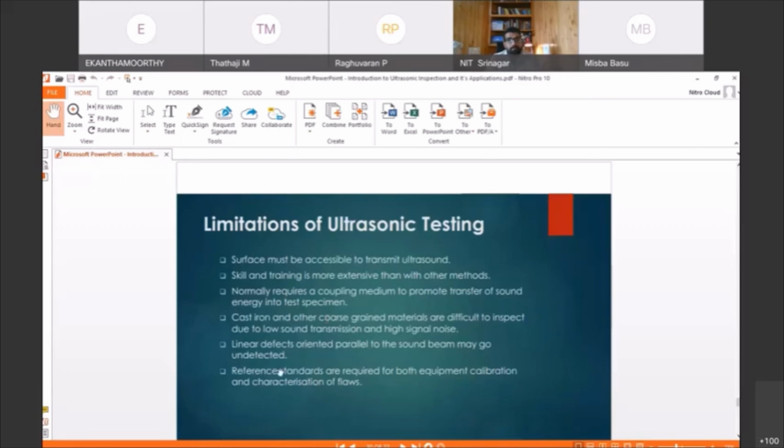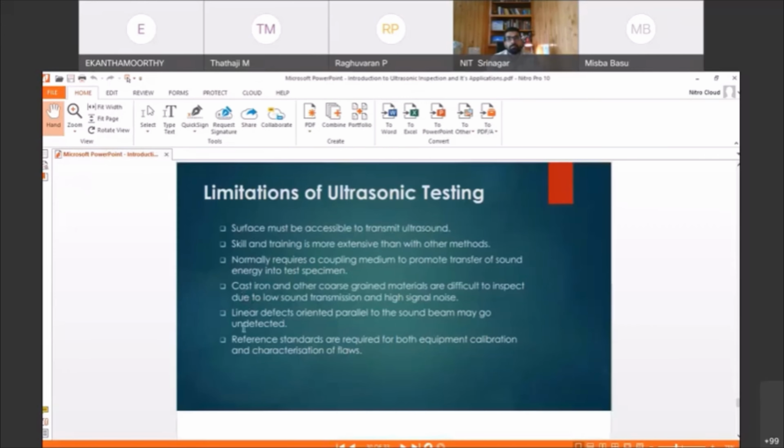And one more thing is that reference standards are required for both equipment calibration and characterization of flaws. It's very important. We use artificial defects which closely give the maximum response. While doing the calibration, or while validating also, we use artificial notches and sign off. It will approximate detection, but whatever defects we detect will always give higher signals only. So there will not be an issue.